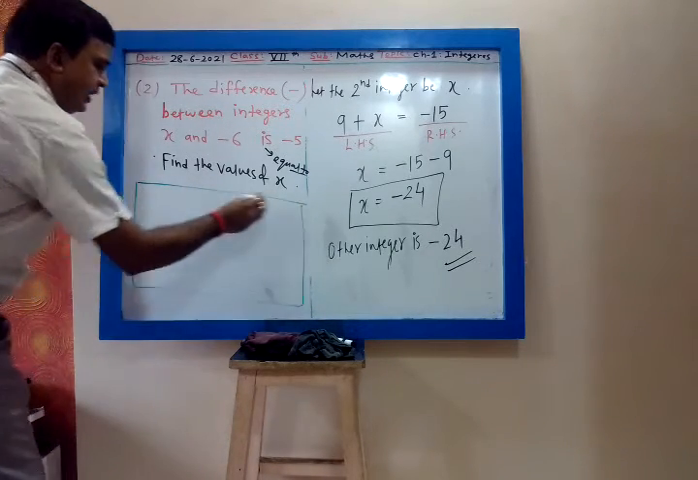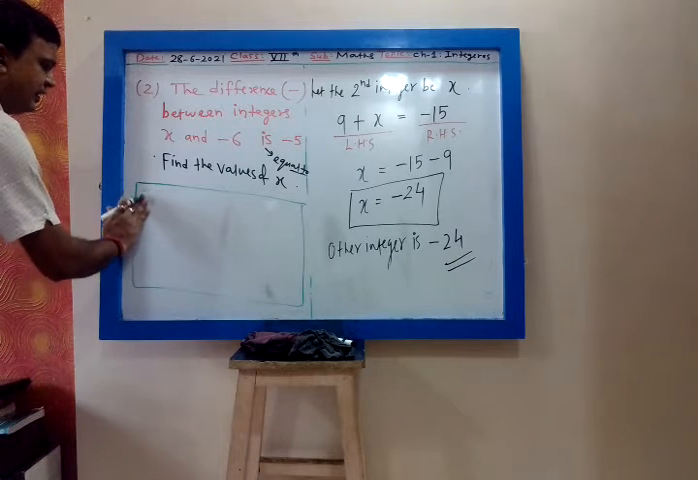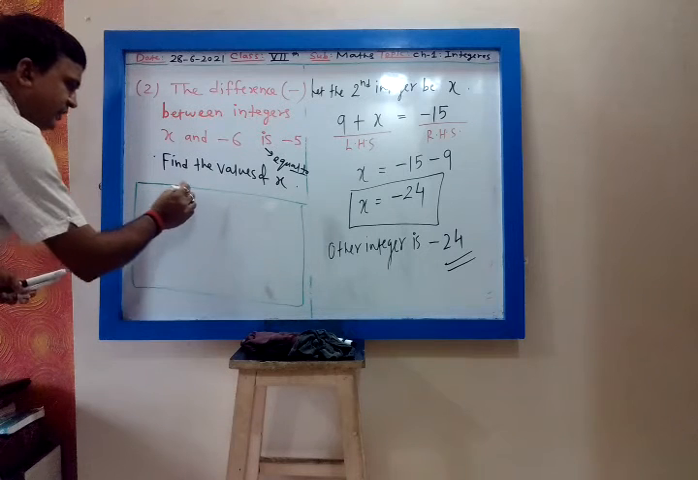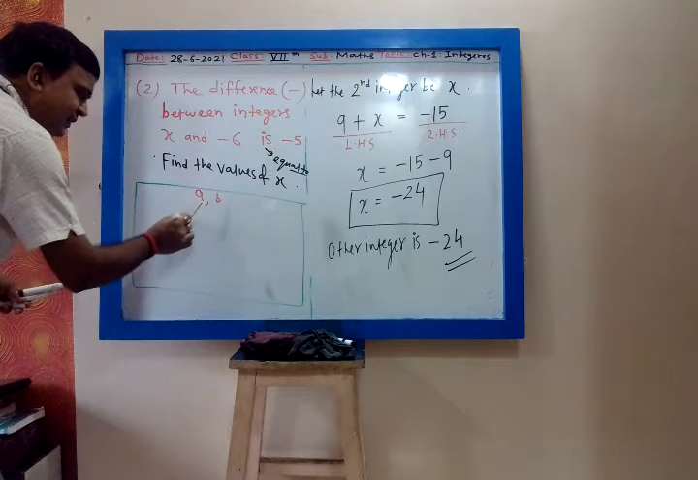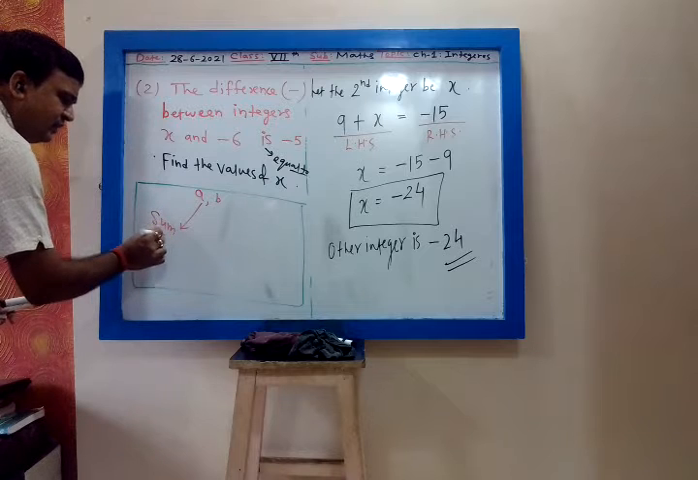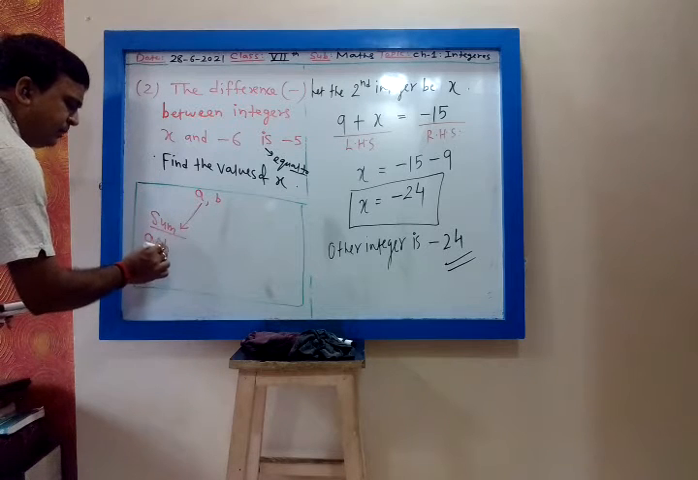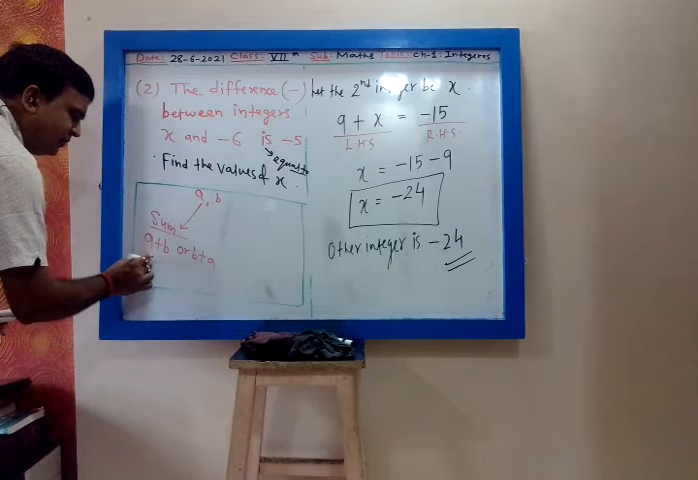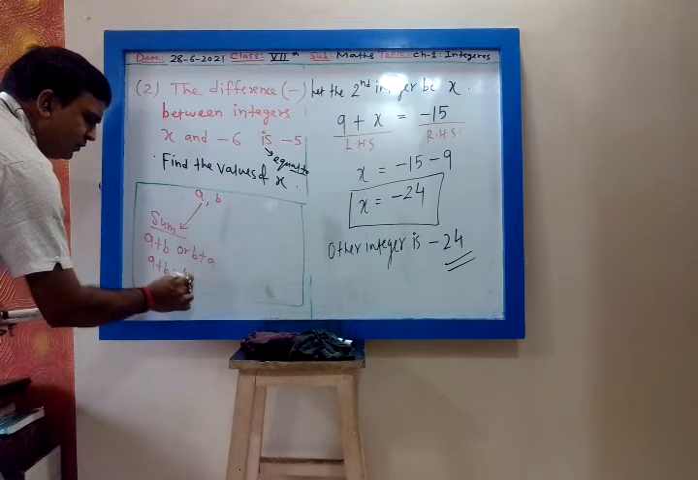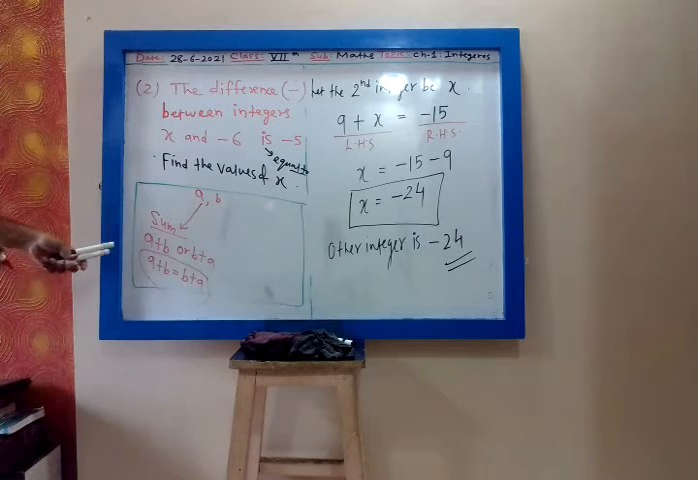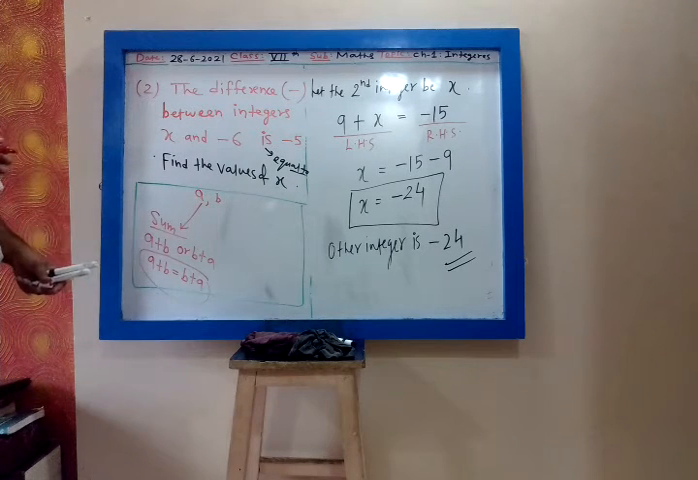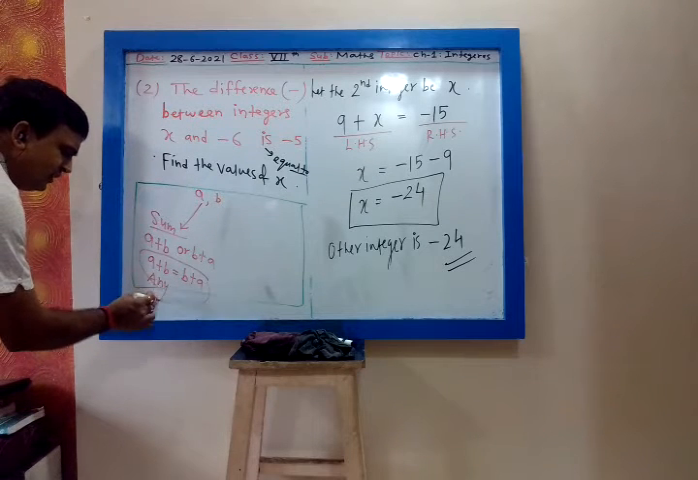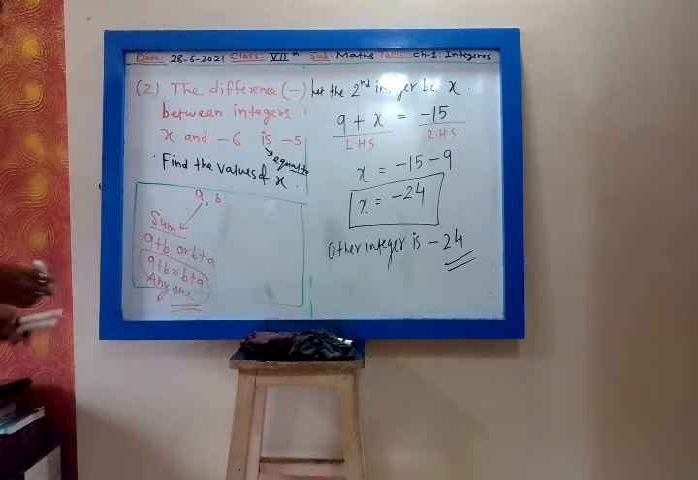Whenever it is a sum, whenever there are two integers a and b, their sum will be a plus b or b plus a. A plus b and b plus a are equal. So whenever it is a sum, we find either a plus b or b plus a, any one. Whether you find a plus b or b plus a, they are the same.